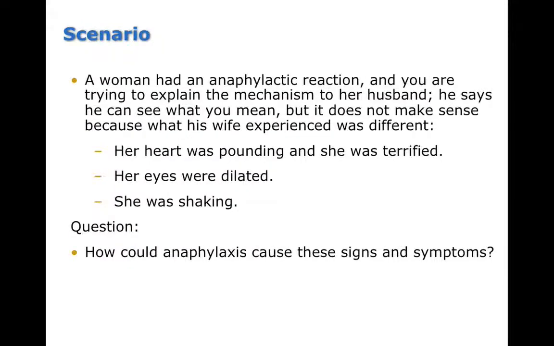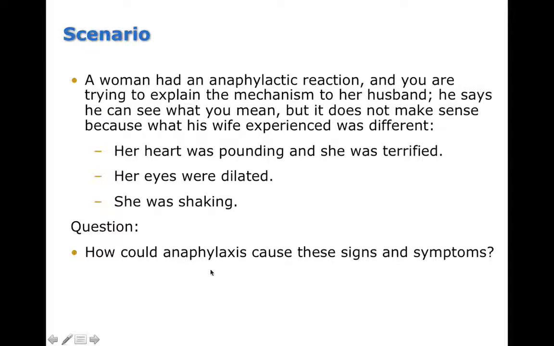Now, we have a scenario here. It says a woman had an anaphylactic reaction, and you're trying to explain the mechanism to her husband. He says he can see what you mean, but it does not make sense because his wife's experience was different. Her heart was pounding, she was terrified, and her eyes were dilated, so pupils were dilated, and she was shaking. So the question here is, how could anaphylaxis cause these signs and symptoms?